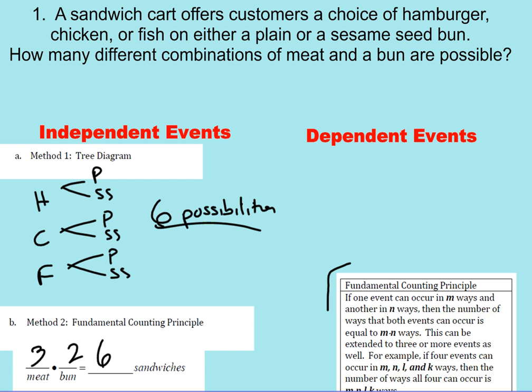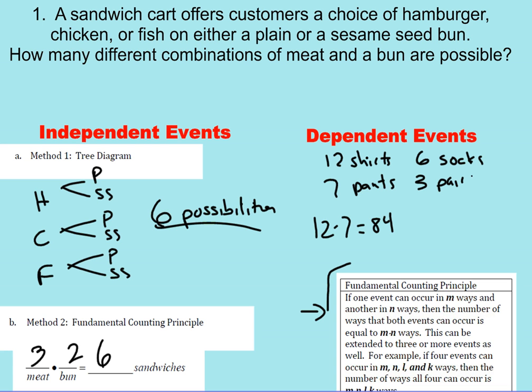So let's say that you're trying to pick out an outfit in the morning, and let's say that you've got 12 shirts and you've got 7 pairs of pants. According to the fundamental counting principle, you've got a grand total of 12 times 7, or 84 different possibilities. All right, but I can also include, what if I've got 6 pairs of socks and I've got 3 pairs of shoes?